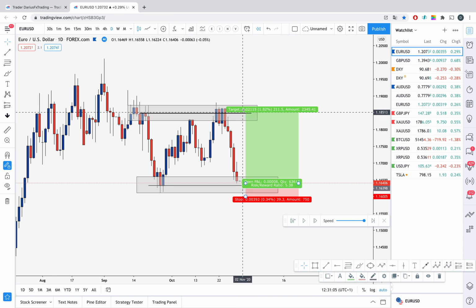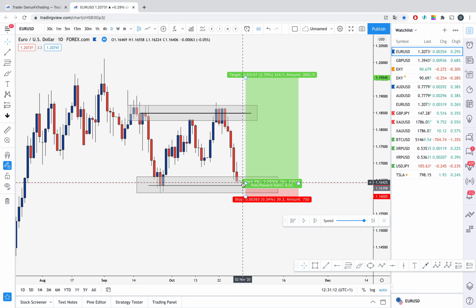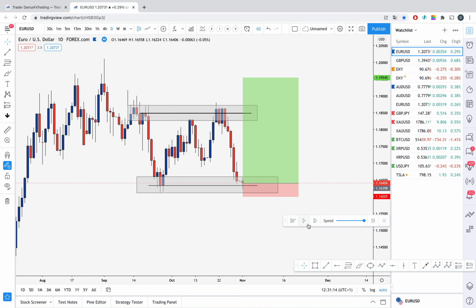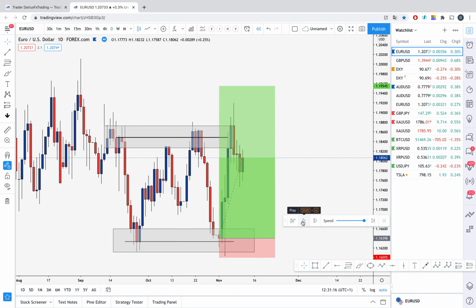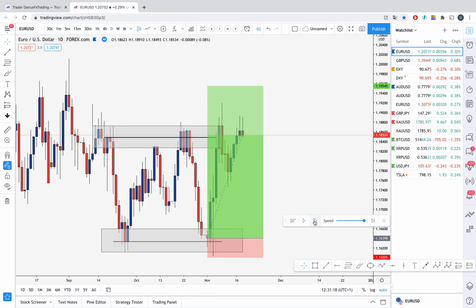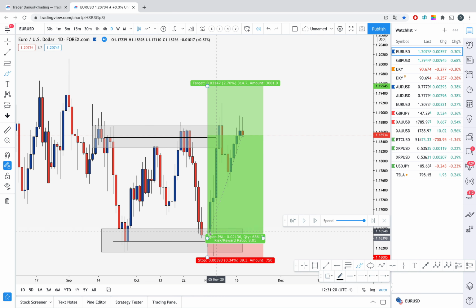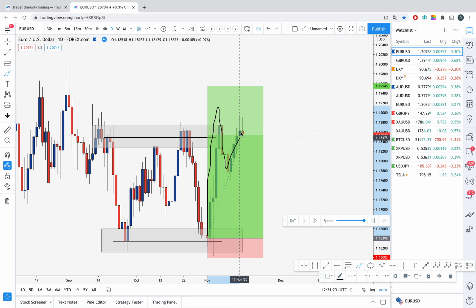And the next target is again this area of supply, but because we tested that level multiple times, we can put in a higher target in this case. Let's see how it will work out. Hitting the play button, boom, boom, boom, going up higher. Nice confirmations. In this case, you got an impulse followed by correction, another impulse.